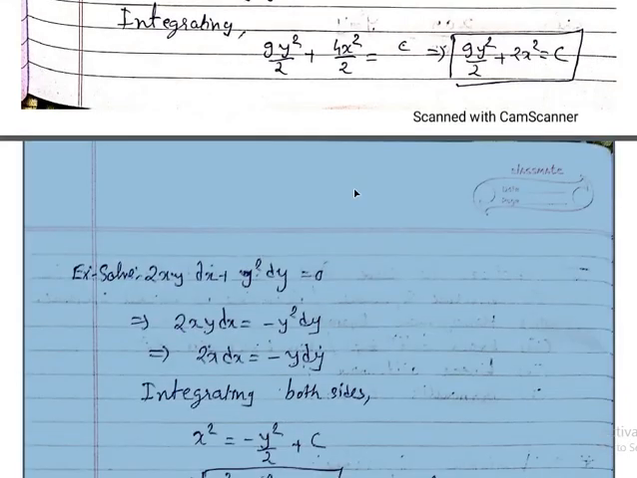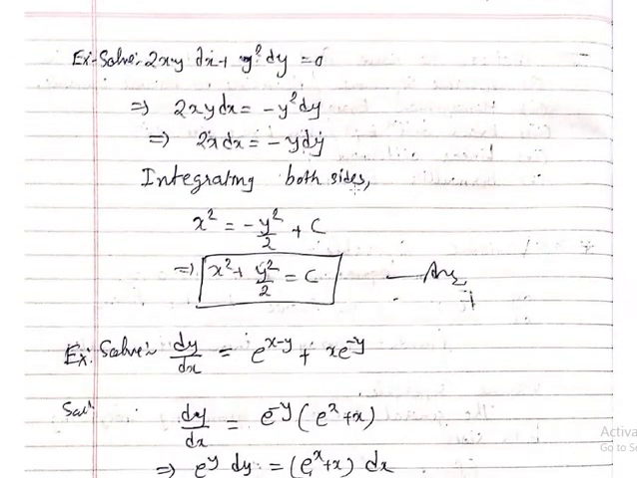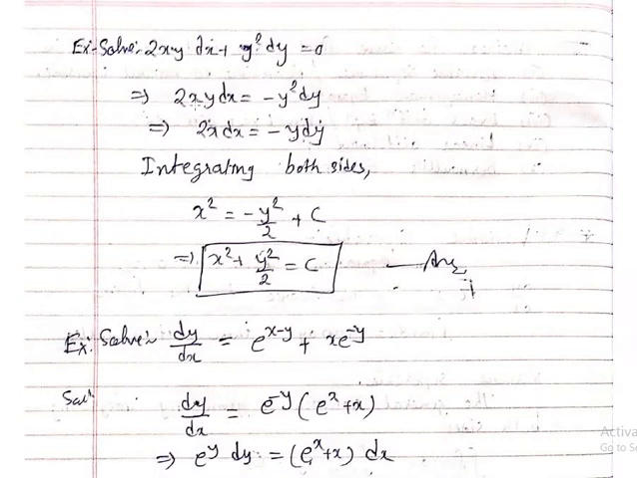In the same manner, we are going on to the second example: 2xy dx plus y square dy is equal to 0.